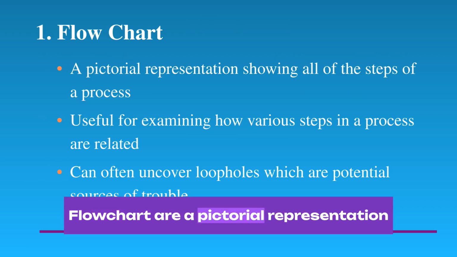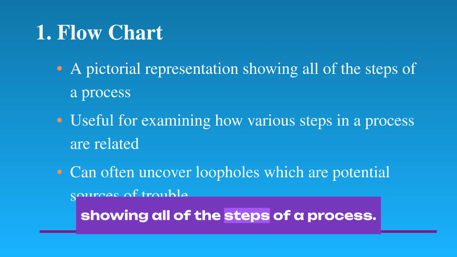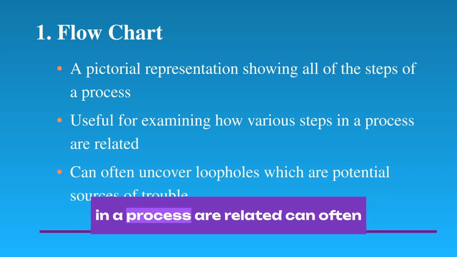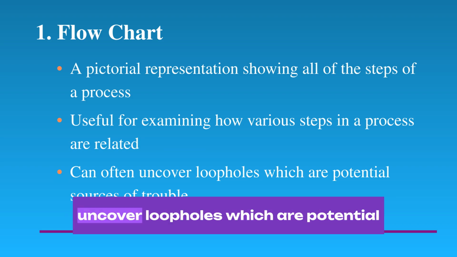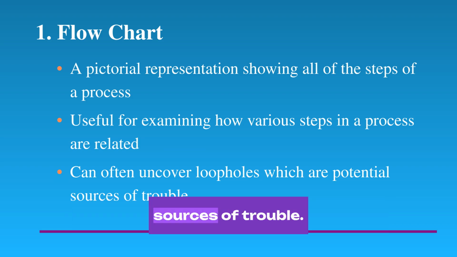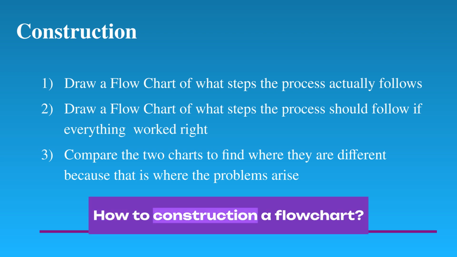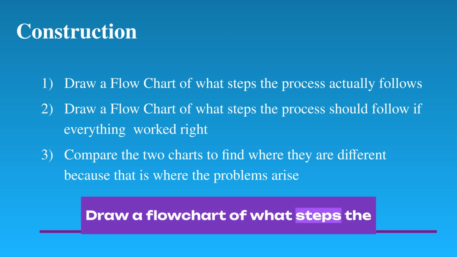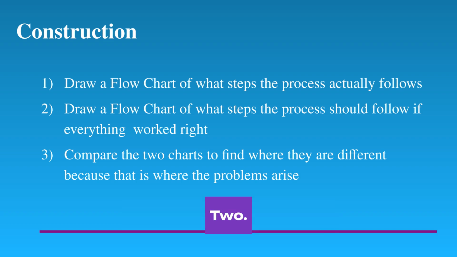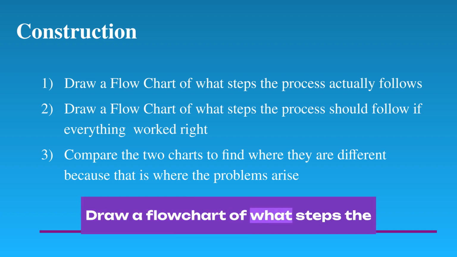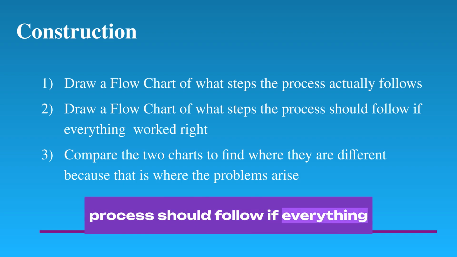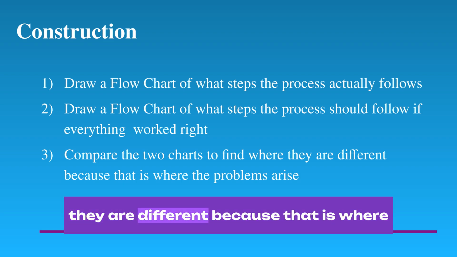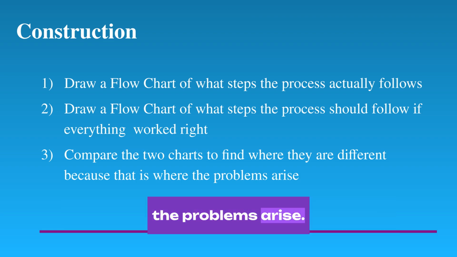A flowchart is a pictorial representation showing all of the steps of a process. It is useful for examining how various steps in a process are related, and can often uncover loopholes which are potential sources of trouble. How to construct a flowchart: 1. Draw a flowchart of what steps the process actually follows. 2. Draw a flowchart of what steps the process should follow if everything worked right. 3. Compare the two charts to find where they are different, because that is where the problems arise.